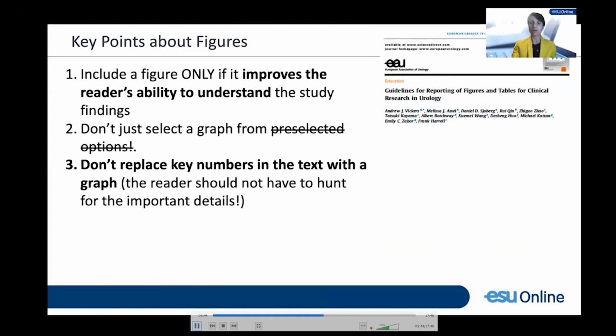Make sure you don't rely on a graph to replace key numbers. If there's a point that you need to make in terms of numbers that you want reported, it's critical that you include those in the text. The reader should not have to hunt for the important details. And then make it beautiful.